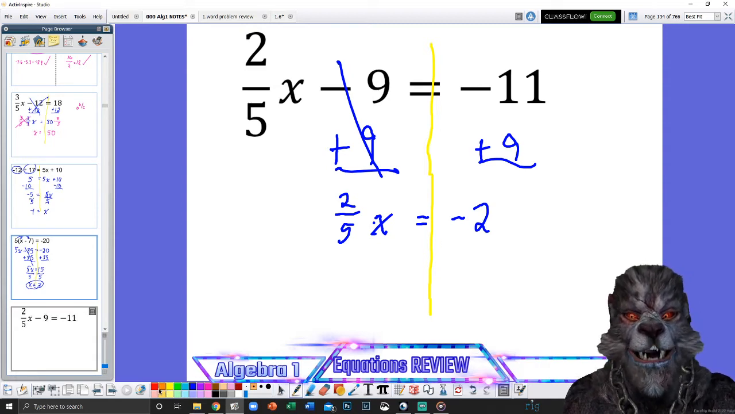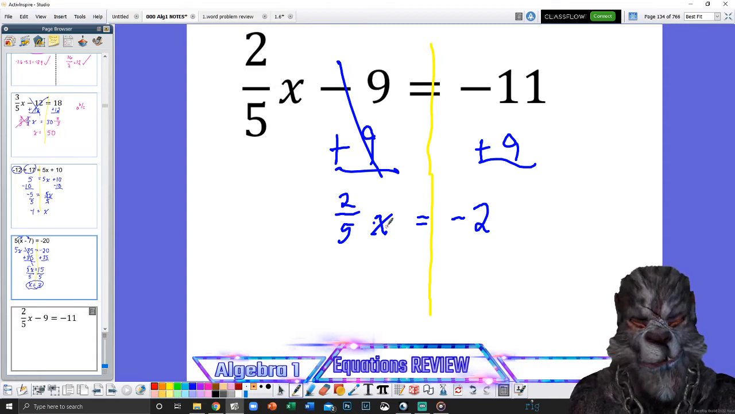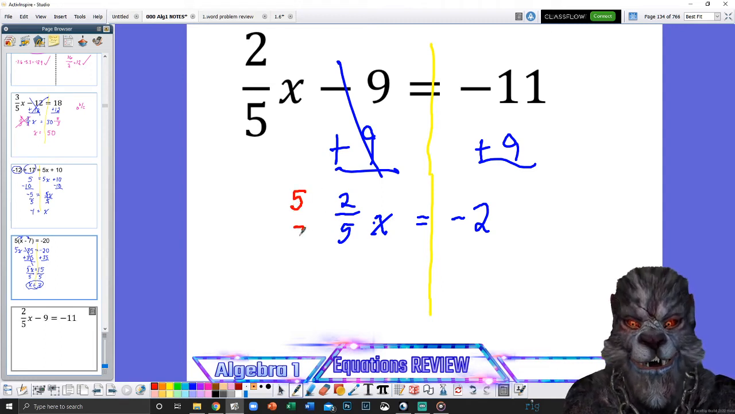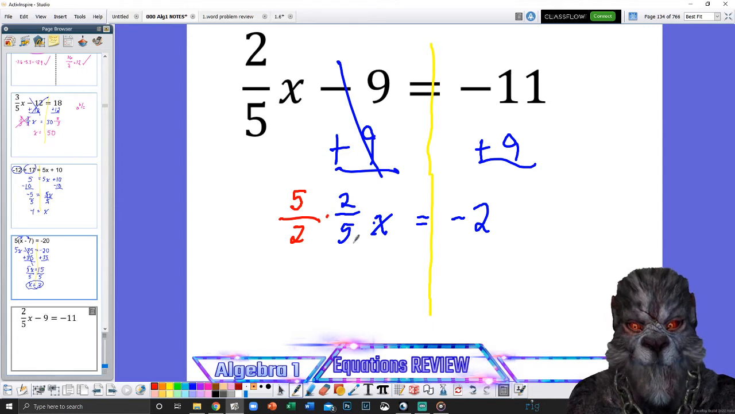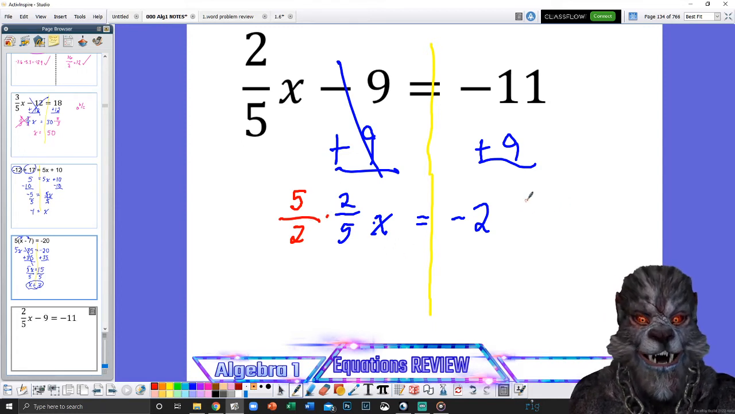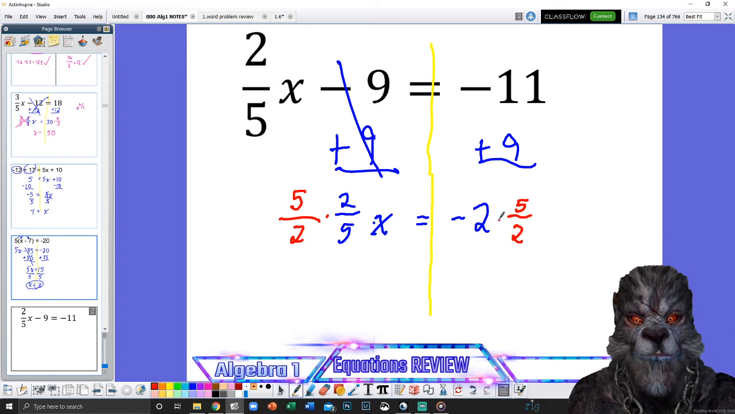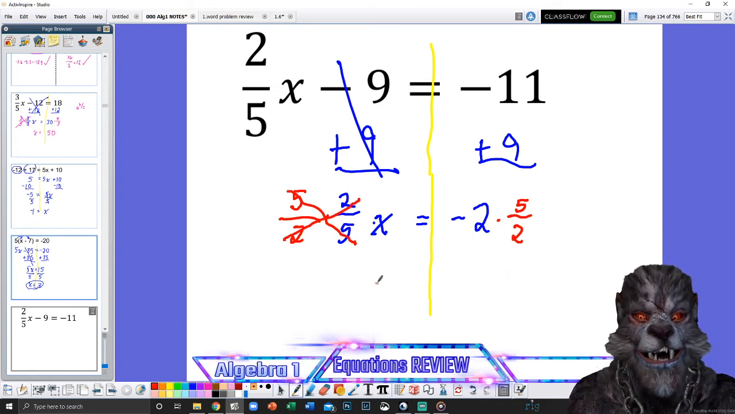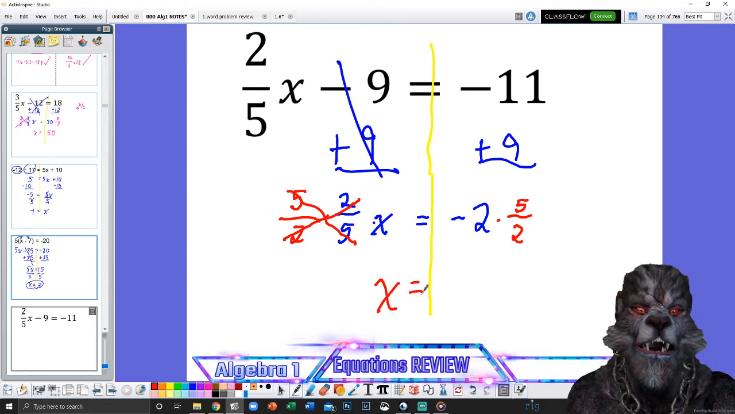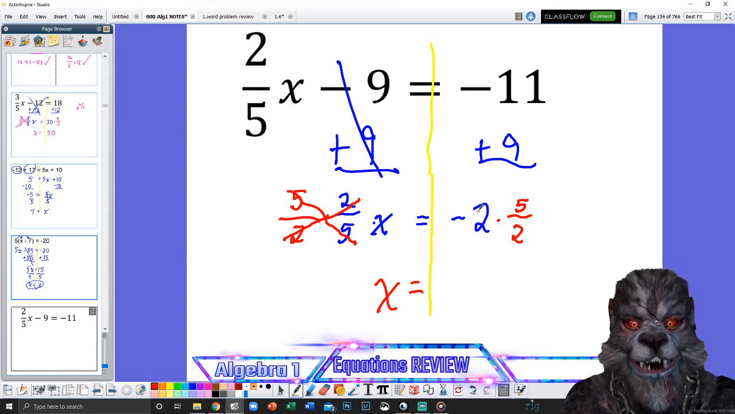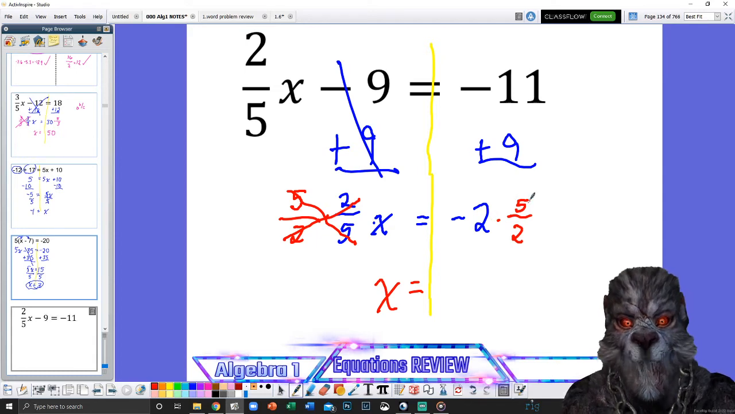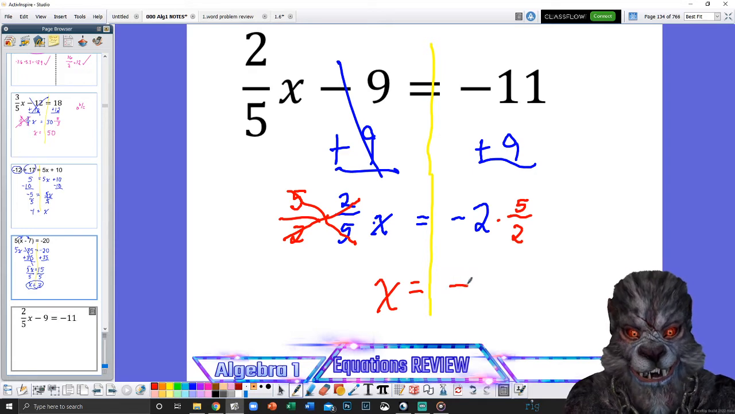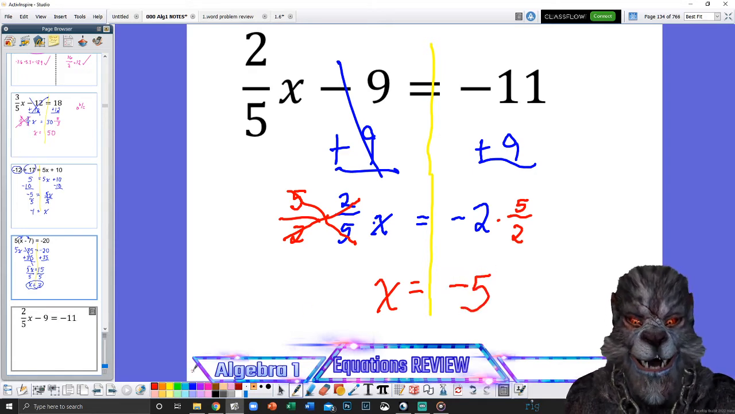Now I have a fraction touching my x. I do not want them touching, so I'm going to take the 5, put it on top, take the 2, put it on bottom. Then copy this over here also, 5 over 2. Next, these cancel, those cancel. I have x equals, on my calculator I type negative 2 times 5 fraction key 2. And when I do that, I get negative 5. Negative 5 is the correct answer.